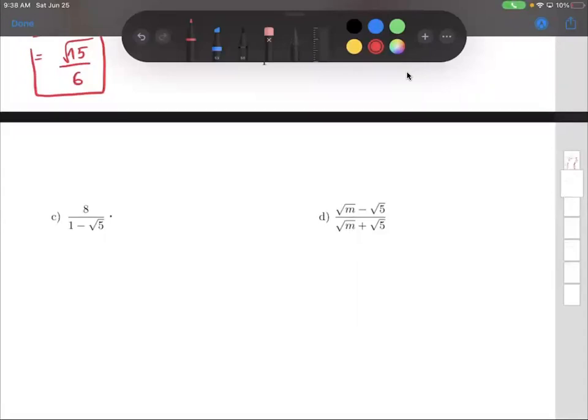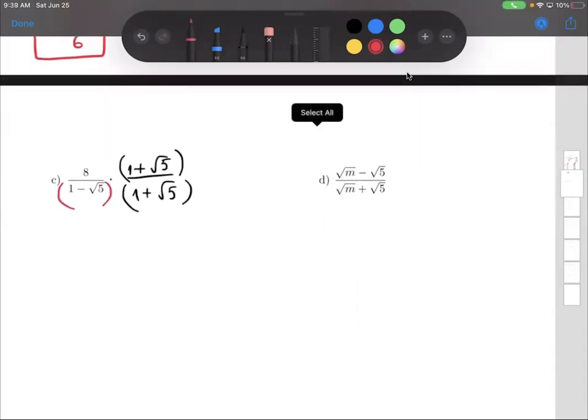So that means I'm going to multiply the top and bottom by 1 plus square root of 5 over 1 plus square root of 5. And then I distribute and FOIL, whatever I need. Right. On the top, I'm going to leave it like that. I'm not going to distribute the 8 because I may be able to simplify it later.